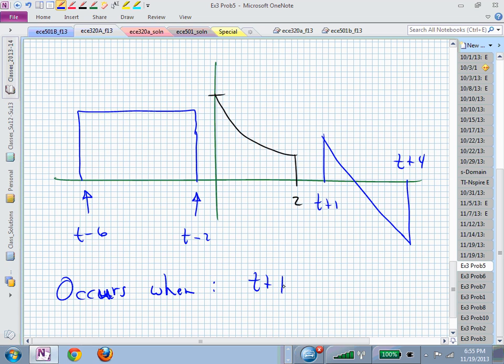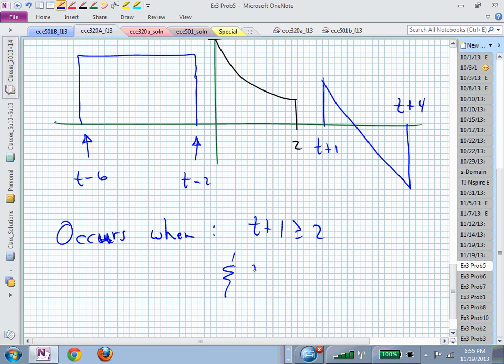This is going to be true when T+1 is bigger than 2, right? And we need T-2 less than 0. If we subtract 1 from both sides, this says T is bigger than 1, and this says T is less than 2. Is that right? So there's a 1-second interval of time when Y of T, the output, is actually going to be 0 between -4 and 8. Is that making sense? Yes.